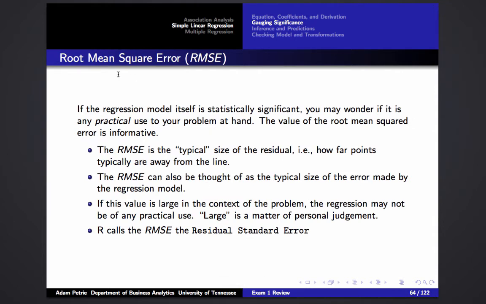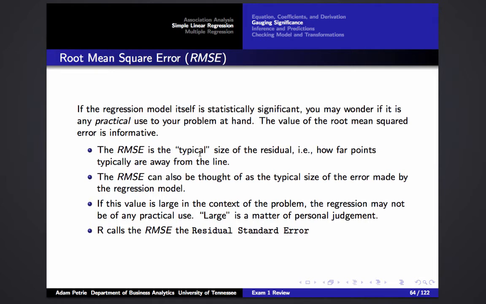All right, a bit more about the root mean squared error. This is a very important number when talking about the regression model. The root mean squared error tells us the typical size of the residual, in other words, how far away points are from the line. Another way to think about it is that the root mean squared error is the typical size of the error made by the regression model, the typical difference between what the regression is predicting for y and what the actual y values in your data set are.